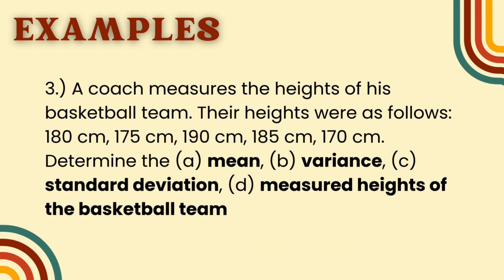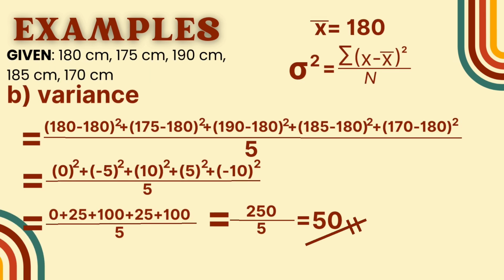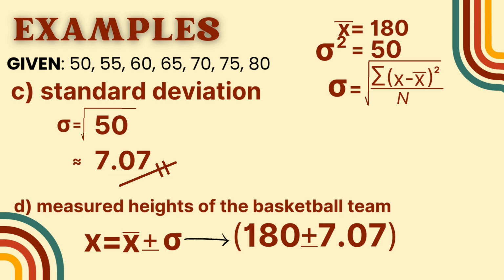For our third example, a coach measures the heights of his basketball team. Their heights were as follows: 180 cm, 175 cm, 190 cm, 185 cm, 170 cm. Determine the mean, variance, standard deviation, and the measured heights of the basketball team. Our mean is 180, and our variance is 50. Our standard deviation is 7.07, and the measured height of the basketball team is 180 plus minus 7.07.